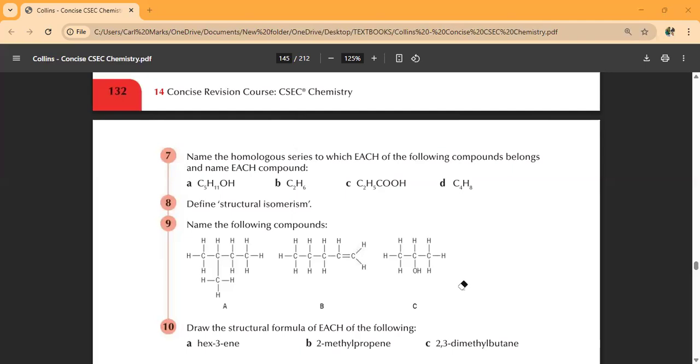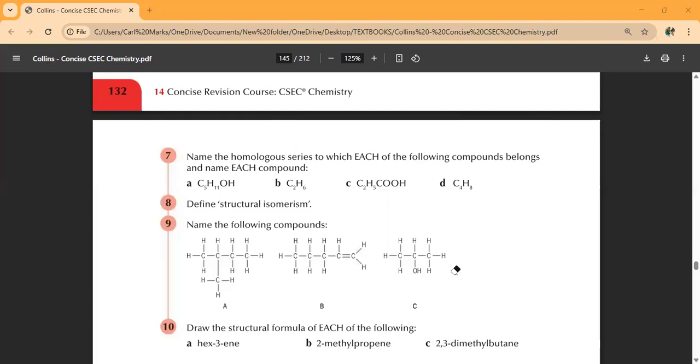It can't be methyl. That's not a branch. It's the alcohol you have there. So it's propanol. 2 propanol. You're correct, 2 propanol.